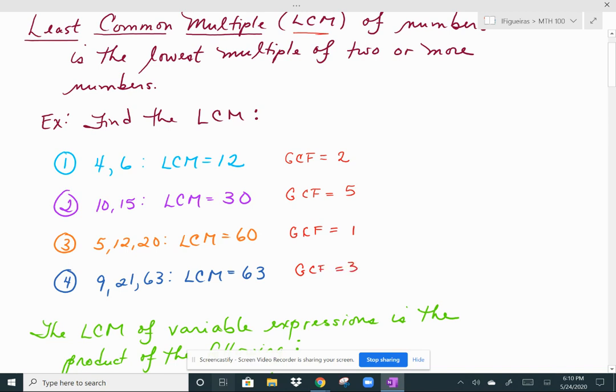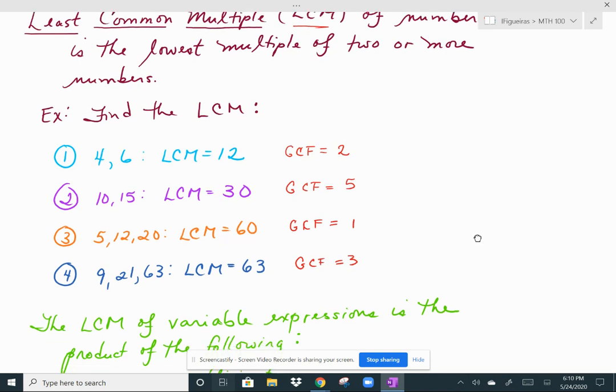So you need to understand the difference between GCF and LCM. Remember, we were looking for GCFs when we were factoring polynomials, but we need LCMs in order to add and subtract rational expressions.